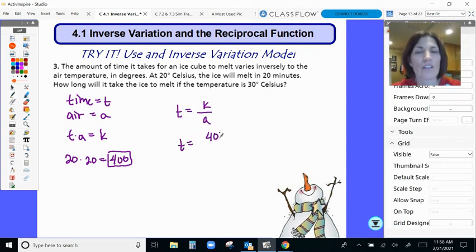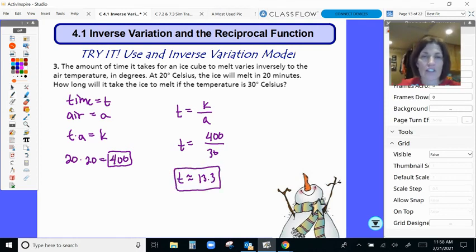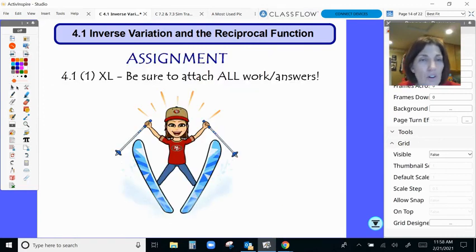So 400 divided by 30 is our air temperature. So 400 divided by 30 is 13.33. So about 13.3 minutes it will take for the ice cube to melt in 30 degrees Celsius. So a little bit faster than 20. Okay, so there you have it.